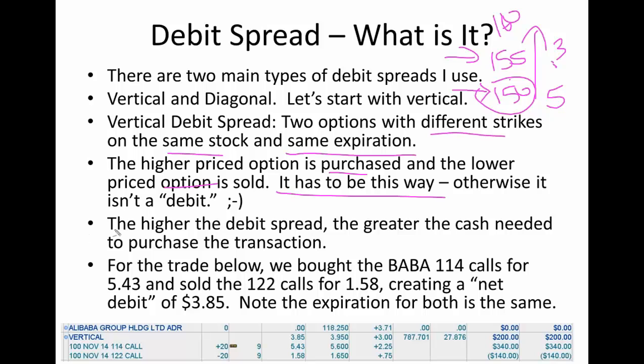So basic stuff there. The higher the debit spread, the greater the cash needed to purchase the transaction. The benefit is that this can be done in a cash account. You do not need margin. For this trade below, we bought the BABA 114 calls for $5.43, and we simultaneously sold the 122 calls for $1.58, creating a net debit of $3.85 or $385 per contract.